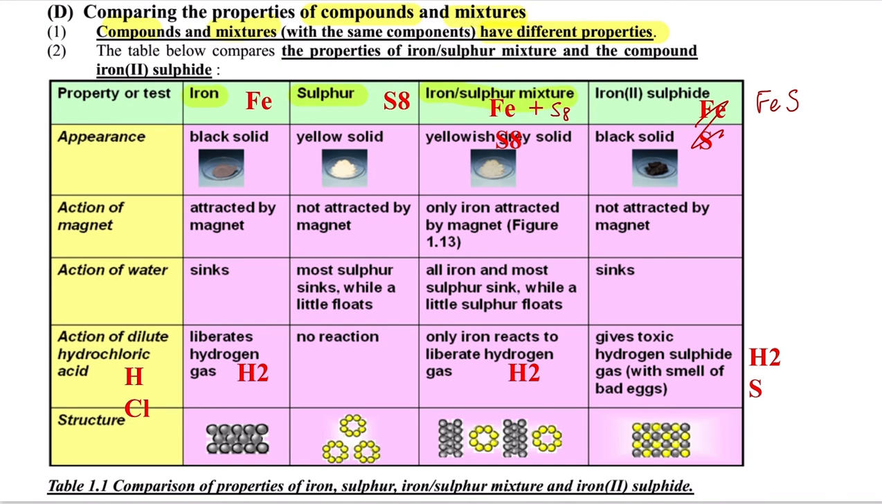So here I would like to show you the videos of this experiment first. Iron and sulfur, and then after mixing it is an iron sulfur mixture, and later when we heat it, it will become iron sulfide.